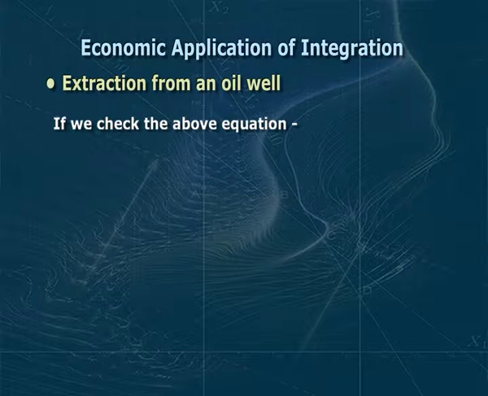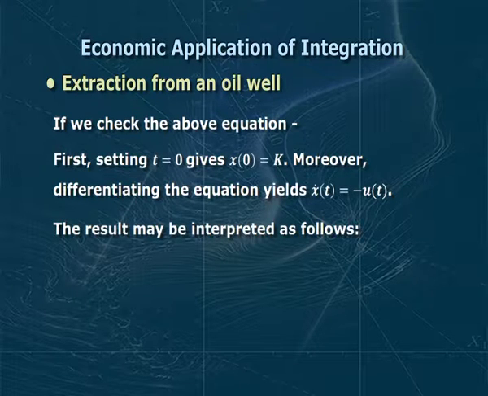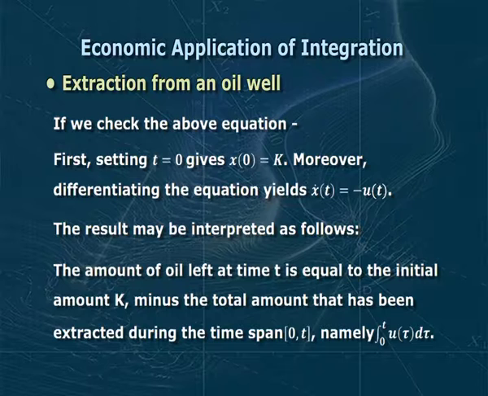If we check the equation, first setting t equal to 0 gives x(0) equal to k. Moreover, differentiating the equation yields x'(t) is equal to minus u(t). The result can be presented as: the amount of oil left at time t is equal to the initial amount k minus the total amount that has been extracted during the time span 0 to t, namely the integral of u(zeta) d zeta from 0 to t.